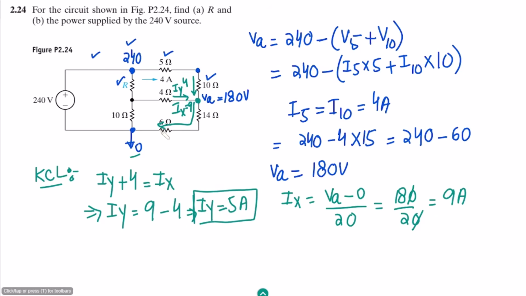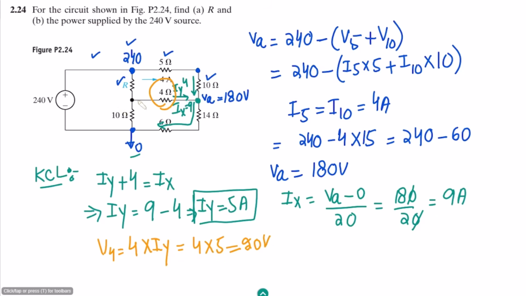So at this point we know all these currents. When we have found this current, we can very easily calculate the potential drop across this one. So here this is V4, so V4 is 4 multiplied by IY. So 4 multiplied by 5, this is 20 volts.